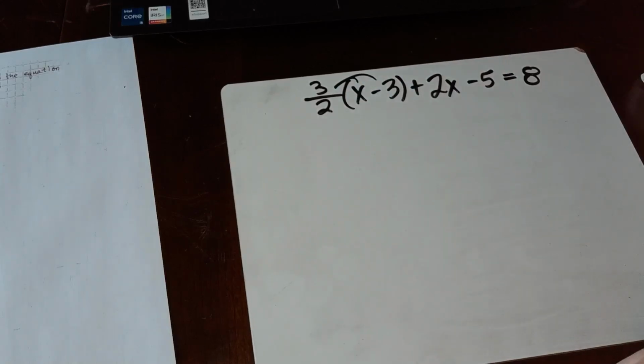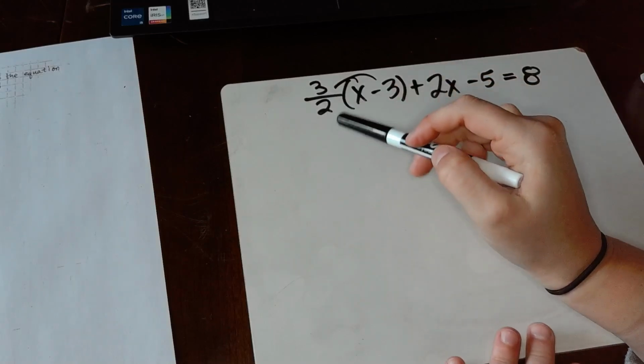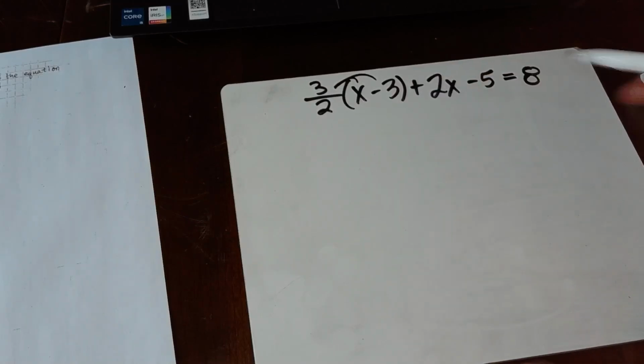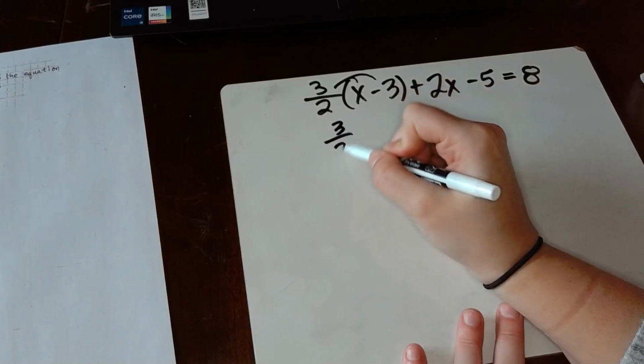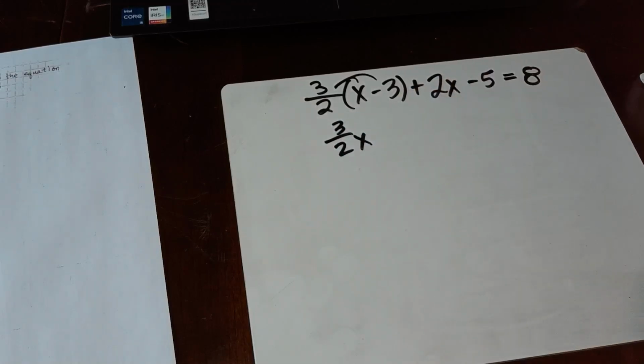So you need to distribute this 3/2 times x, which would give you 3/2 x. Then you would need to do 3/2 times negative 3.